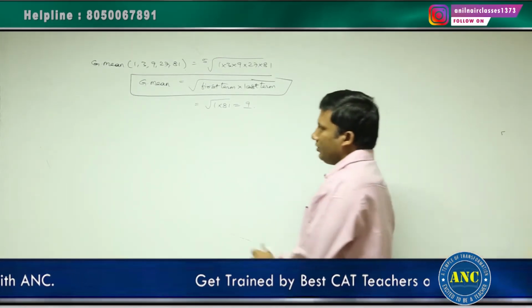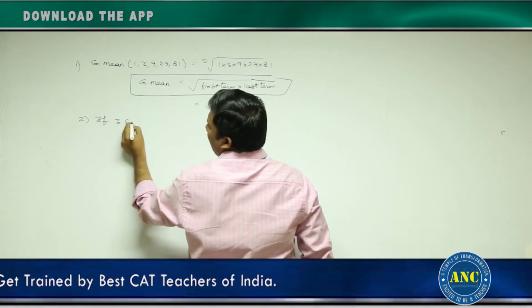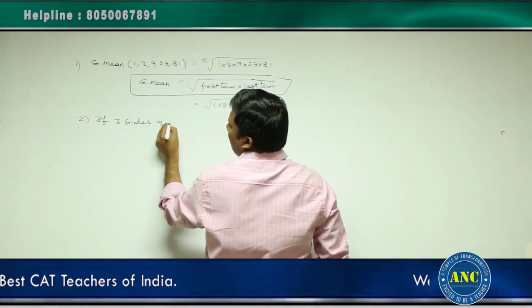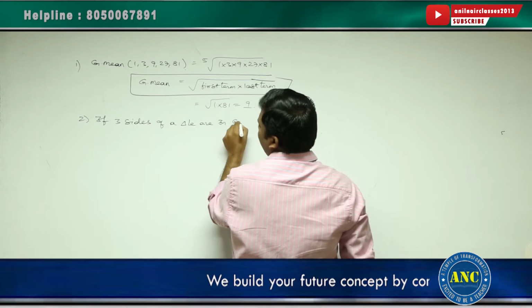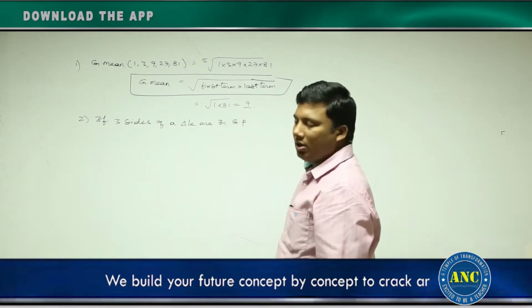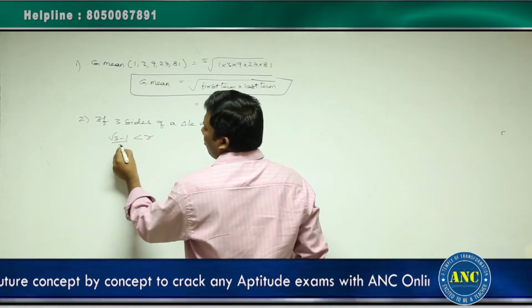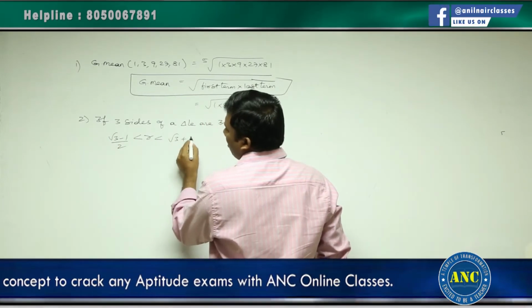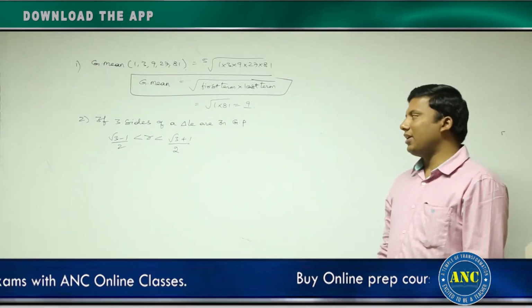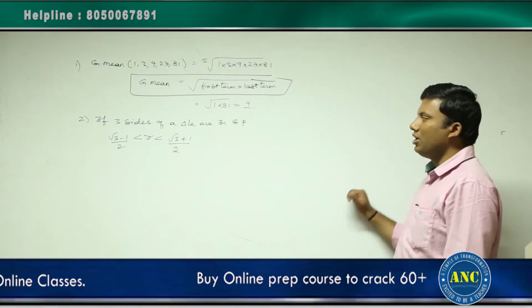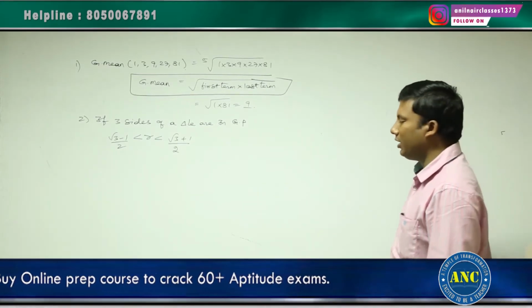Second key point. If three sides of a triangle are in geometric progression, R always lies between (root 3 minus 1)/2 and (root 3 plus 1)/2.